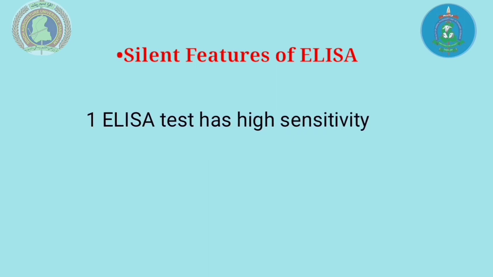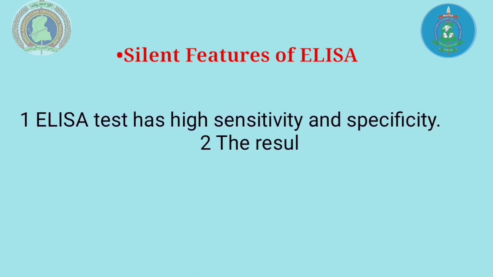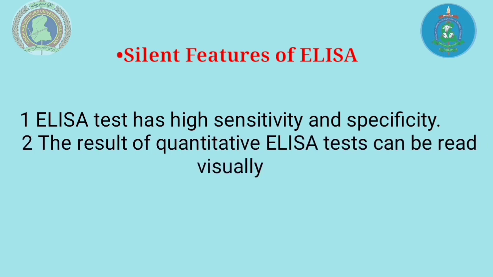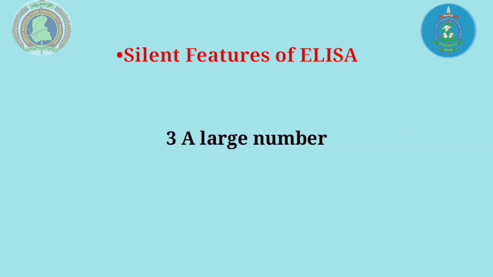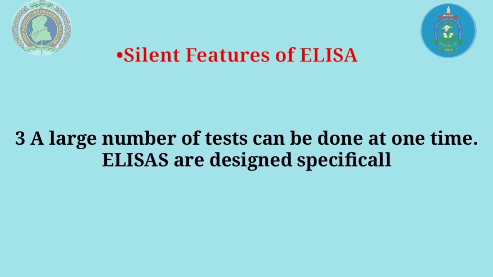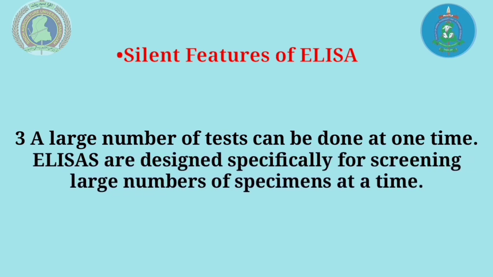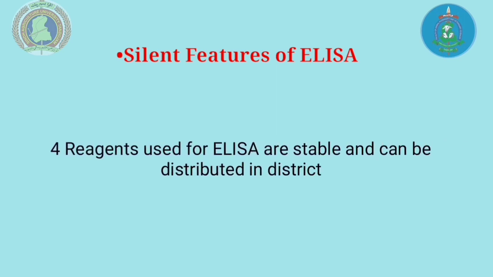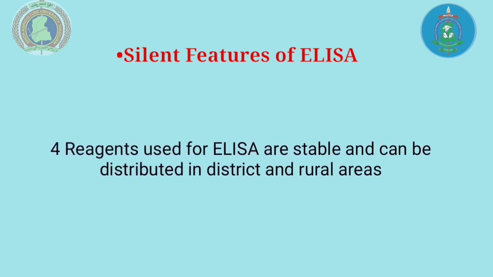Salient features of ELISA. ELISA tests have a high sensitivity and specificity. The results of a quantitative ELISA test can be read visually. A large number of tests can be performed at a time. ELISAs are designed specifically for screening large numbers of specimens at a time. Reagents used for ELISA are stable and can be distributed to distant and rural areas.